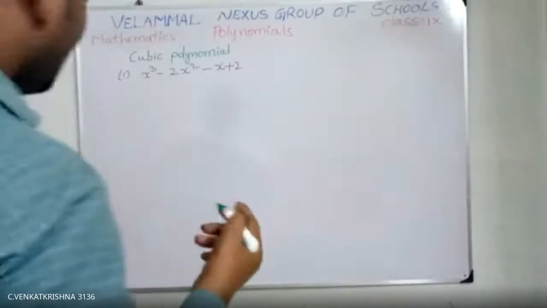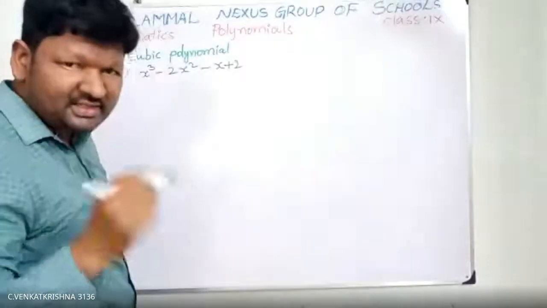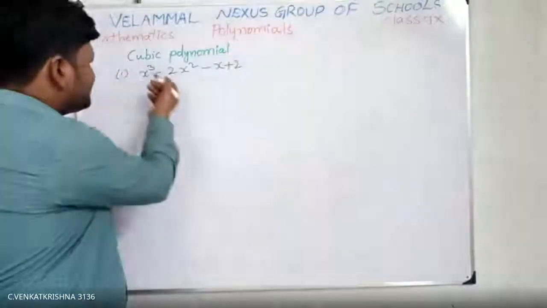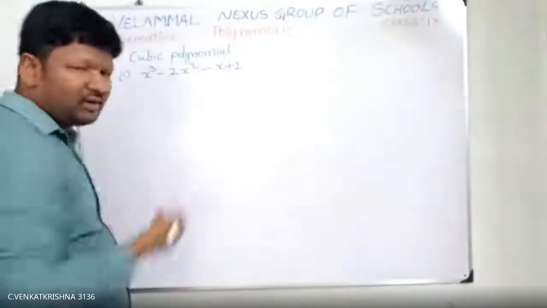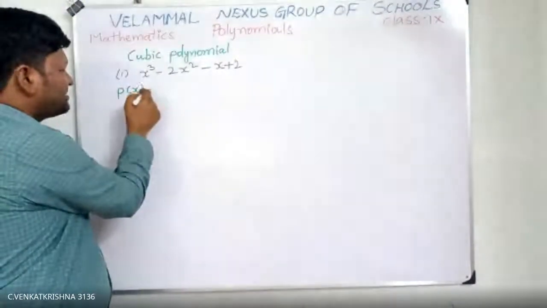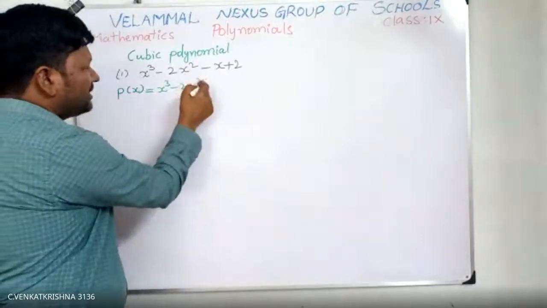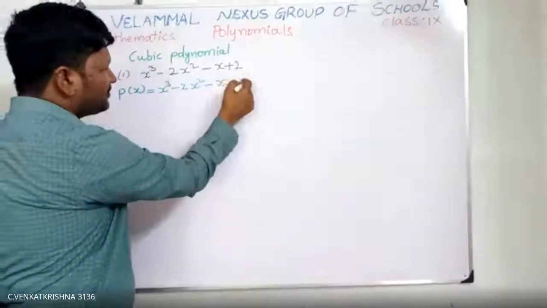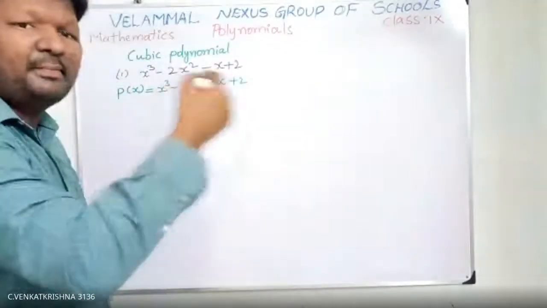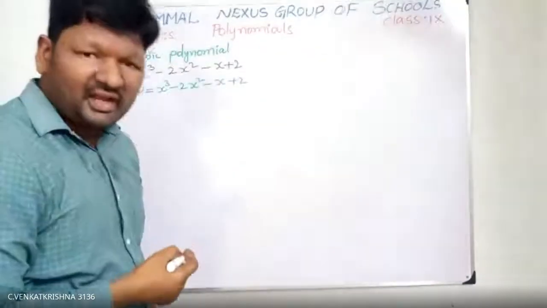Now listen. First, consider the given polynomial as p of x, either p of x or f of x, or whatever it may be. It is a polynomial in the variable x. Just consider this as some p of x. P of x is equal to x cube minus 2x square minus x plus 2.